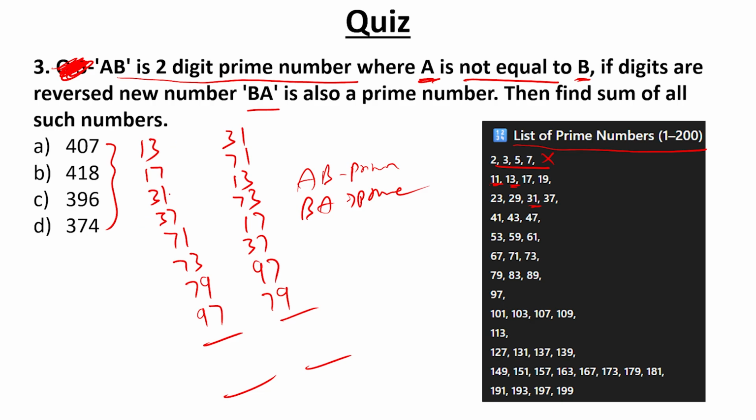3 plus 7 is 10, plus 1 is 11, plus 7 is 18, plus 1 is 19, plus 3 is 22, plus 9 is 31, plus 7 is 38. Then 1 plus 1 is 2, plus 3 is 5, plus 3 is 8, plus 7 is 15, plus 7 is 22, plus 7 is 29, plus 9 is 38. 38 plus 38 gives 418. 418 is the answer. You can add all of these up and you get the same answer, 418.